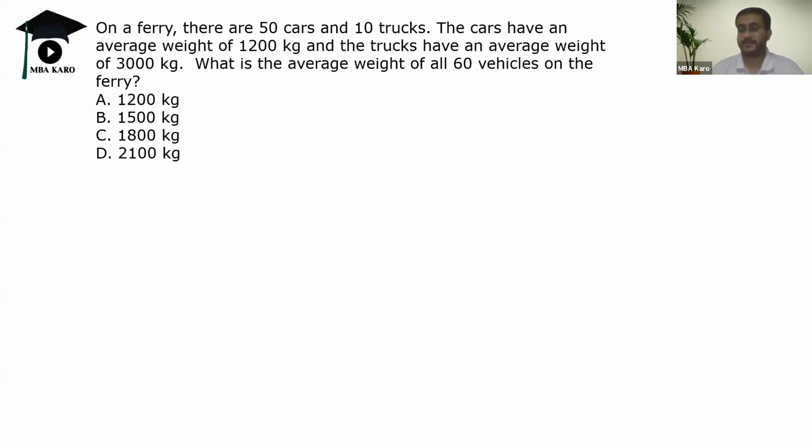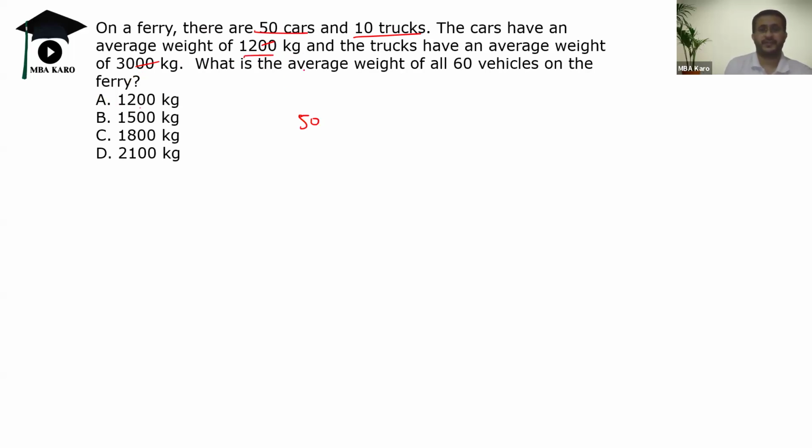So what is average? Weighted average is total sum upon total number of values. So we have 50 cars and 10 trucks. 50 into... Now what we can do is we can ignore hundreds because all values are in hundreds. Answers are also in hundreds.